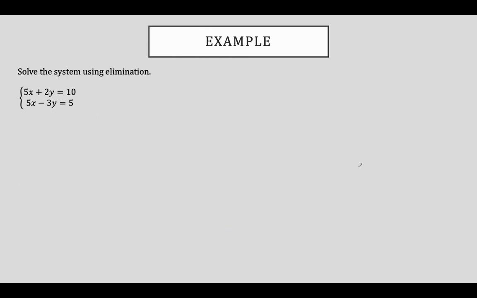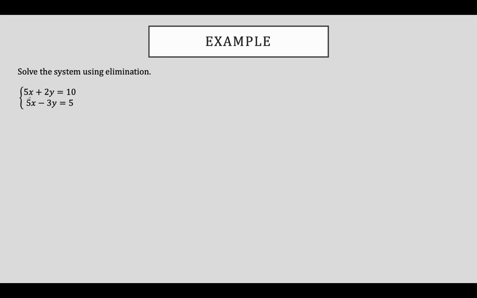All right, let's try another one. Solve the system using elimination. In this case, again, there are two reasons why elimination is going to be a good option. We have 5x plus 2y equals 10, and 5x minus 3y is equal to 5.